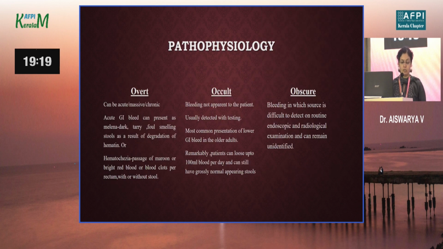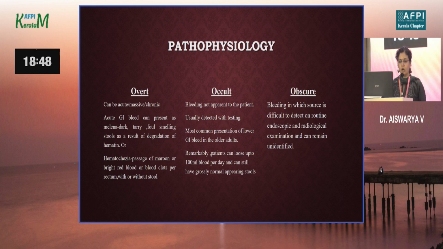Now coming to the pathophysiology, rectal bleeding can be overt, occult or obscure. Overt means it can be acute, massive or chronic. Acute GI bleed can present as melena, that is dark, tarry, foul-smelling stools as a result of degradation of hematin, or as hematochezia, that is passage of maroon or bright red blood and blood clots per rectum with or without stool. Occult bleeding means bleeding that is not apparent to the patient. It is usually detected with testing.